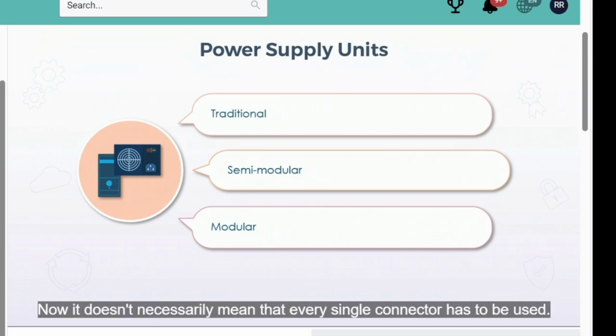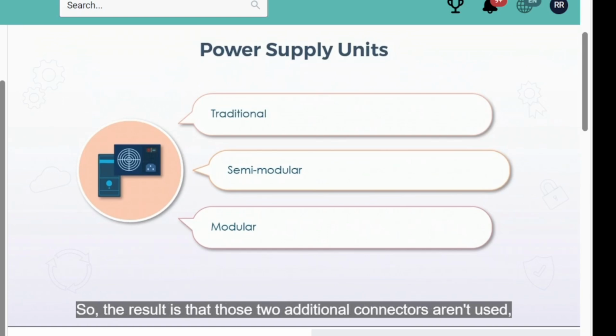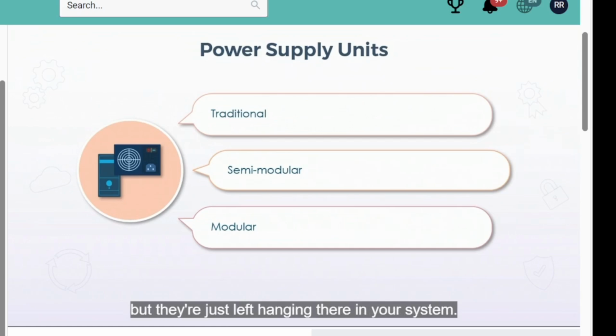Now, it doesn't necessarily mean that every single connector has to be used. For example, you might only have a single hard drive and a single optical drive, but there might be 4 connectors. So the result is that those 2 additional connectors aren't used, but they're just left hanging there in your system.